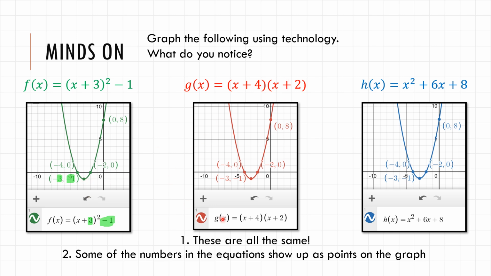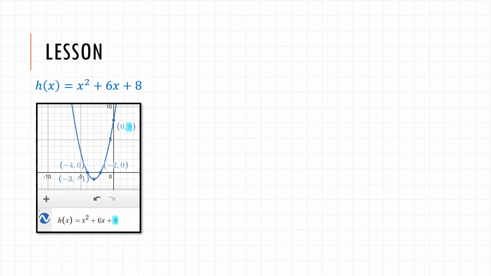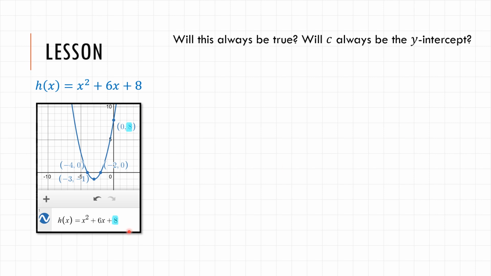We can see in this equation that these two very important points, the x-intercepts or the zeros, are clearly evident just by looking at the factored form of the relation. And finally, the standard form of the function can tell us the y-intercept. Notice that that 8 is the same as that number here. The question really here is, will this always be true? Is this number at the end here always going to be the same as the y-intercept?